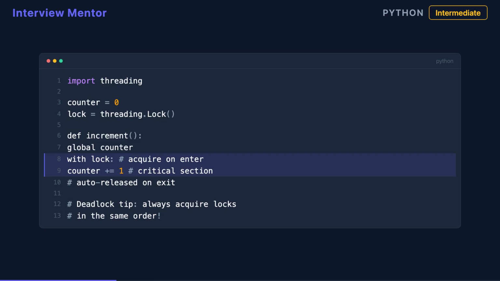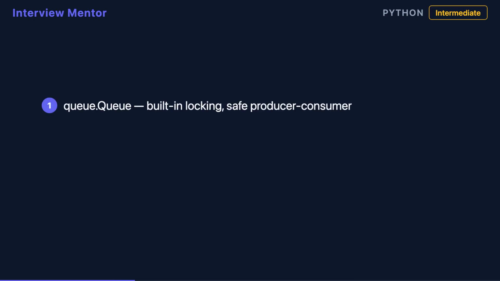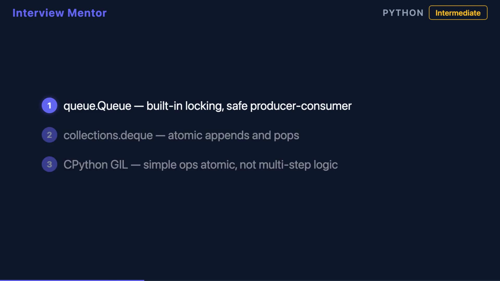When using multiple locks, always acquire them in consistent order to prevent deadlock. For simpler needs, Python provides thread-safe structures out of the box. queue.Queue handles producer-consumer patterns with built-in locking. collections.deque supports atomic appends and pops. And while the CPython GIL makes simple assignments atomic, never rely on it for multi-step logic.